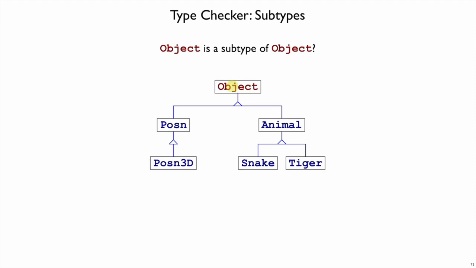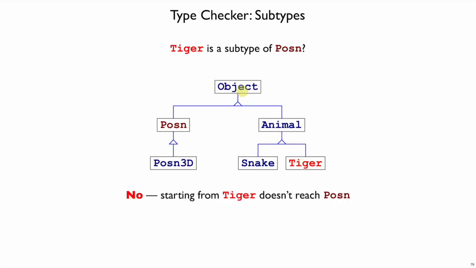Is object a subtype of itself? Okay, we're going to say yes. If you start at the top and try to go up until you reach object, well, you've already started there. So don't forget to check your immediate class before you look for a superclass. Is Posn a subtype of Posn? Same deal. You start at Posn, so you immediately reach Posn. So that is correct. Is tiger a subtype of Posn? No, because we start at tiger, go up to animal, go up to object, and along the way, to get to object, we never saw Posn.